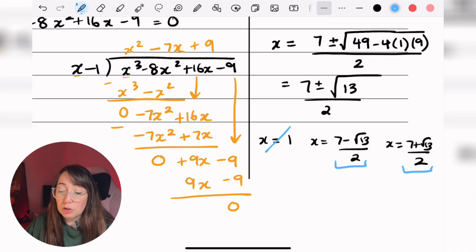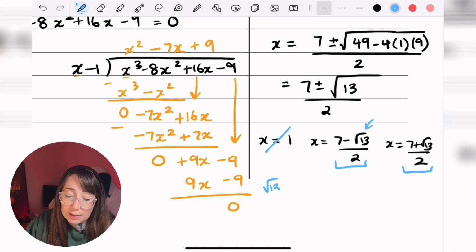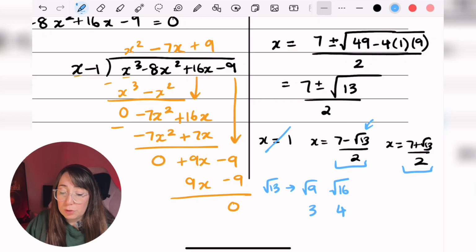For those that don't, I'll just show you a quick way to work that out, and that's to estimate what that root 13 is. Now, root 13 is going to lie somewhere between root 9 and root 16. So root 9 is 3 and root 16 is 4. So that is going to be somewhere between 3 and 4.